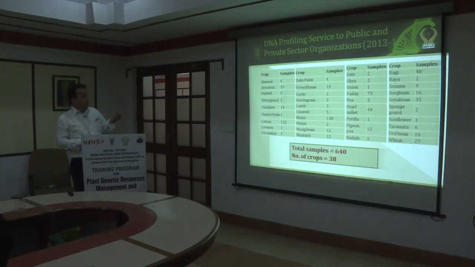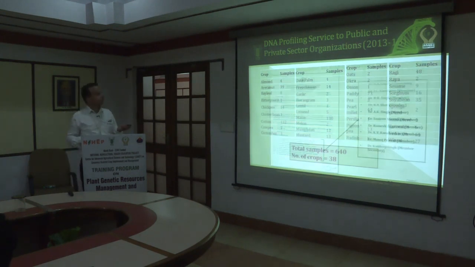So for example, this is just during the last 4 to 5 years, 13 to 18, profiling. For example, we have carried out 640 different plant varieties of 38 crops, and this is the list of those crops which we undertook: almond, areca nut, bay leaf, bitter gourd, chickpea, cluster bean, cotton, cowpea. So this is a very long list.